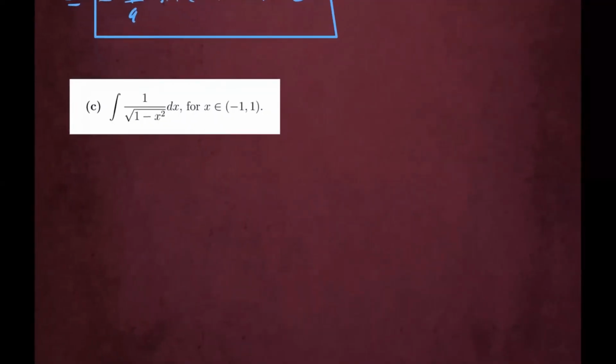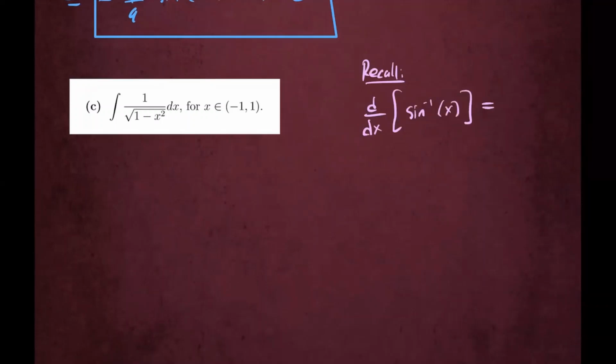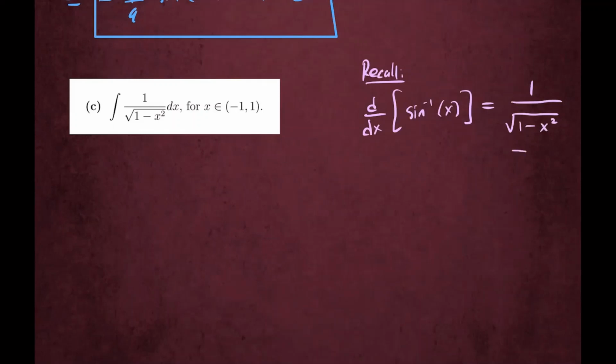So this one, you have to realize that it's one of the trig functions. So let's recall some of the derivatives. If you take the derivative of sine inverse, do you guys remember what you get? Basically that is 1 over radical 1 minus u squared times the derivative of u, or in this case just x squared, which is just 1. Good. And that's exactly what we have here.